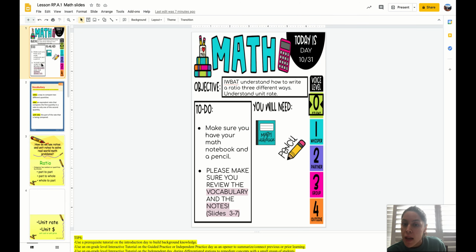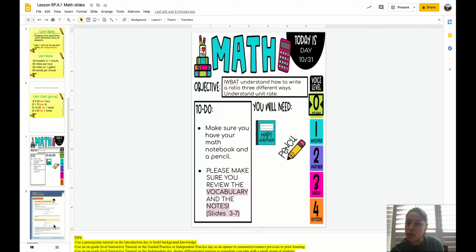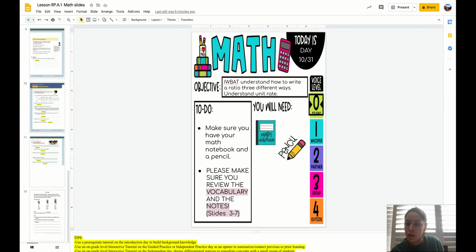So by the end of today, we should be able to understand how to write a ratio 3 different ways, right? We have talked about writing ratios 3 different ways. Remember, using the colon symbol, using the word to, and then a fraction. So this is part 2 of our first lesson. Last week we talked about actually taking a ratio and then writing it the 3 different ways.